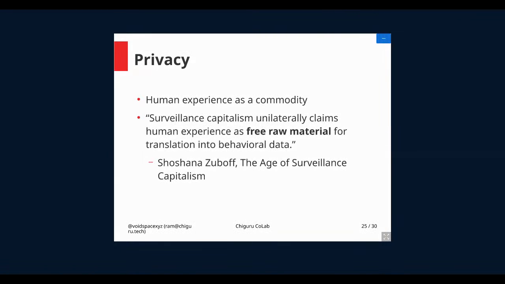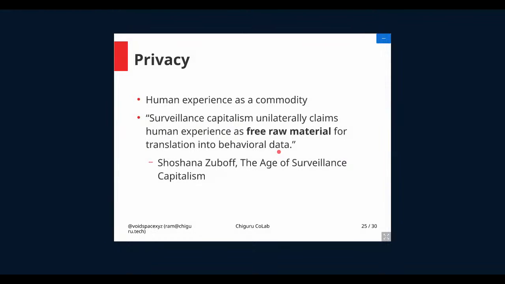Now, when we talk about privacy, what the alternatives are saying is that today privacy has been boiled down to human experience as a commodity, right? There is absolute disregard to privacy. It's very important to read this book called The Age of Surveillance Capitalism. It's a big book, but a very brilliant book, where the author Shoshana Zuboff calls out this very interesting line: surveillance capitalism unilaterally claims human experience as free raw material for translation into behavioral data.